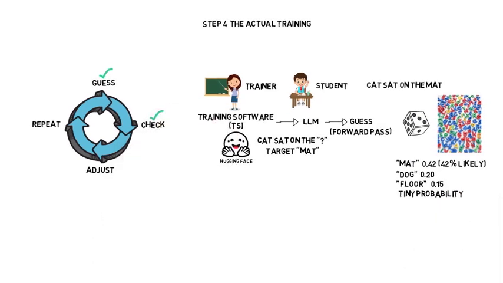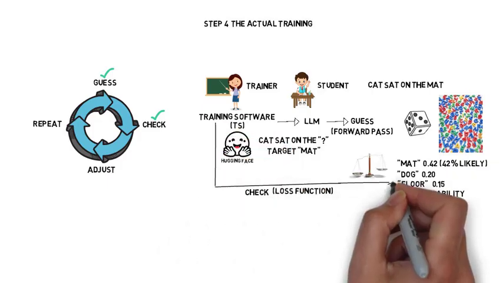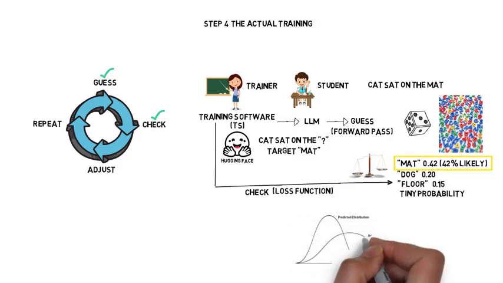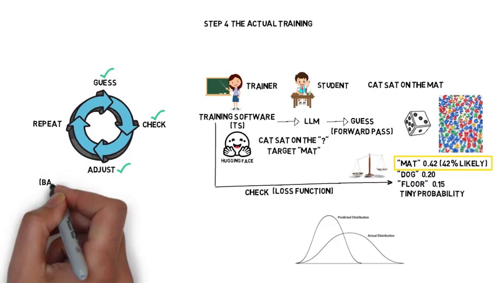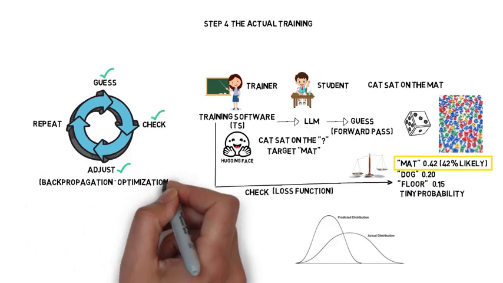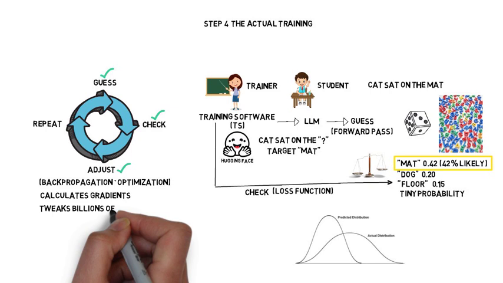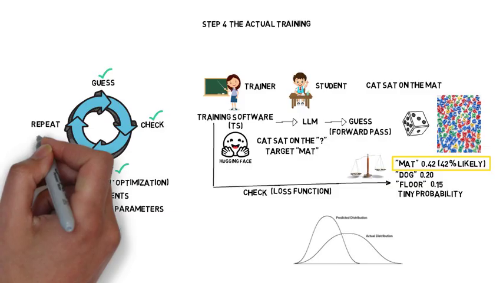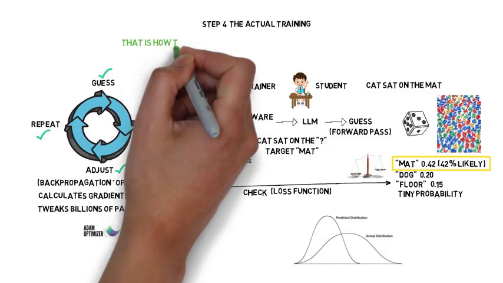After the guess comes check, also known as the loss function. The training software compares the guess with the ground truth, mat. It uses cross-entropy loss to measure how far off the prediction distribution was from the correct answer. Finally comes the adjust, also known as backpropagation plus optimization. The training software calculates gradients and tweaks billions of parameters via AdamW or similar. Repeat billions of times with new sentences. At the end of this process, your base model is trained.